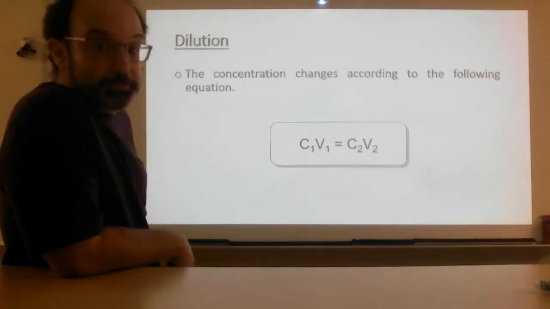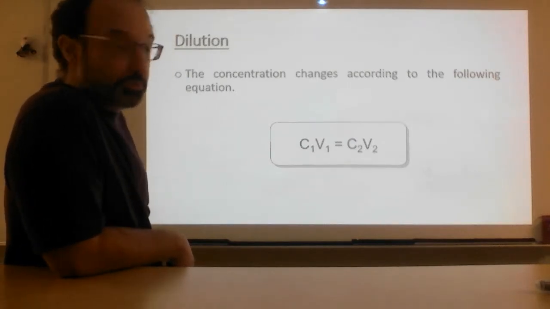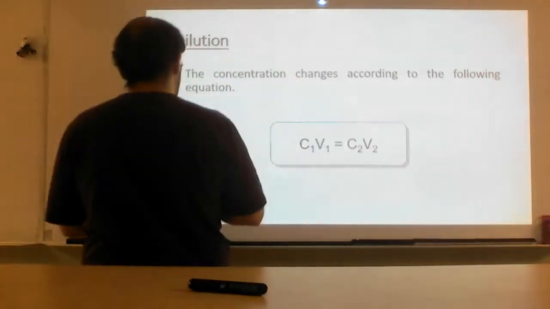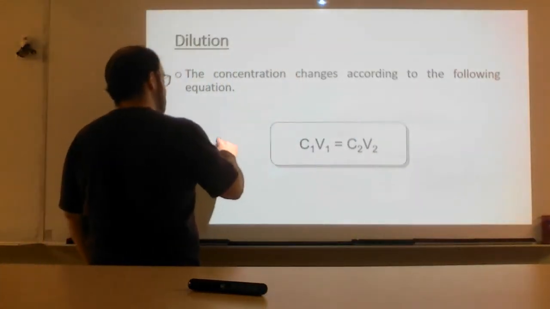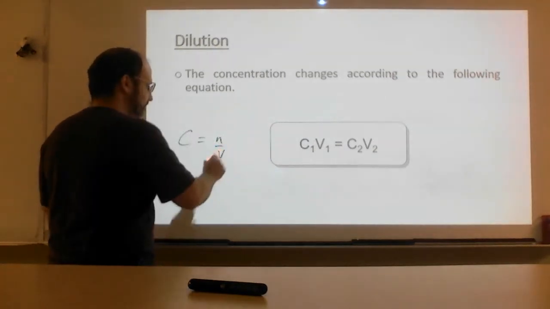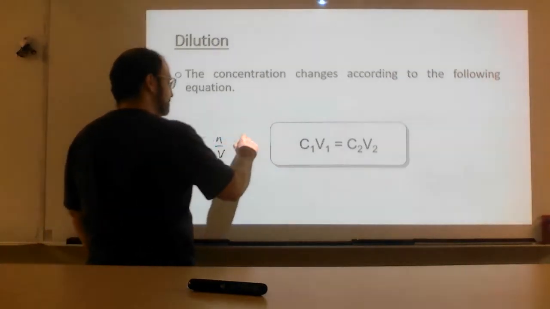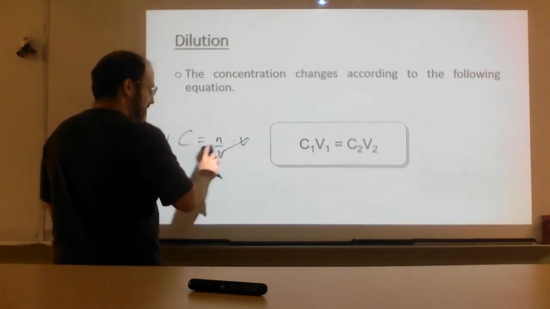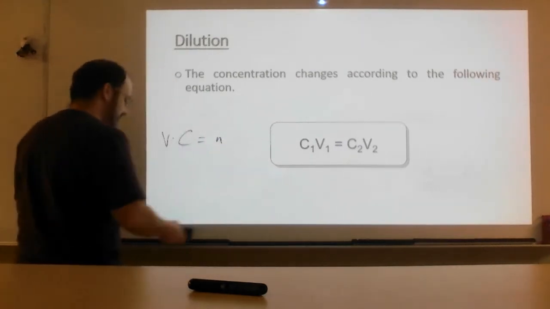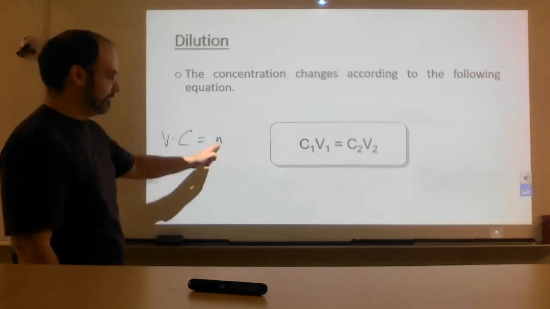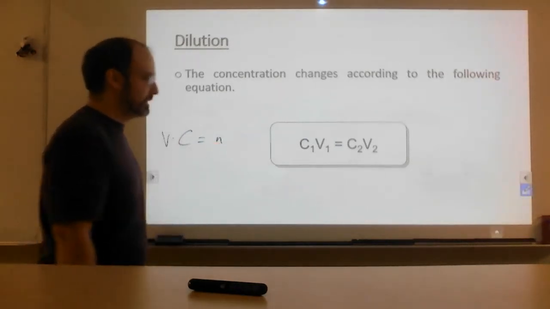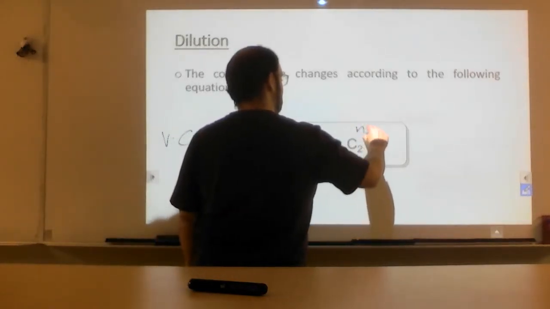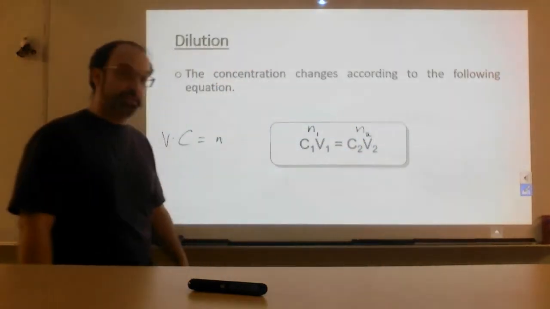There's my calculation. It's a ratio calculation. Remember, the original calculation for concentration was C equals n over V. Now, with a bit of algebra, I can multiply both sides by V, cancel out those, and I get V times C equals n. So what I'm saying is the number of moles that I start with and the number of moles that I end with are the same.